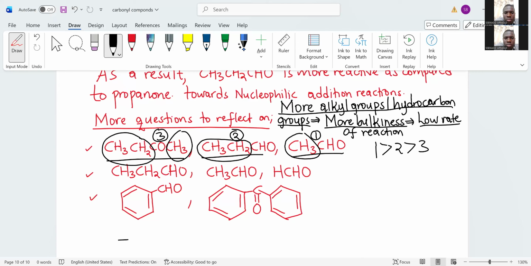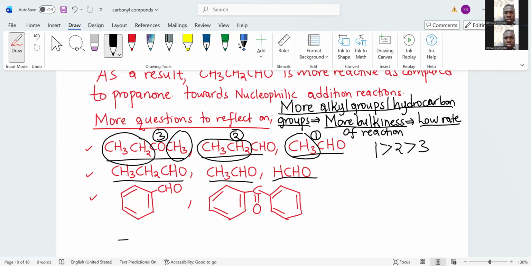Now look at three. We have two alkyl groups, ethyl and methyl. You expect much steric hindrance. You expect much positive inductive effect. You expect much bulkiness. You expect the least rate of reactivity. Then for bullet 2, we have propanal, ethanal, methanal. All of them are aldehydes.